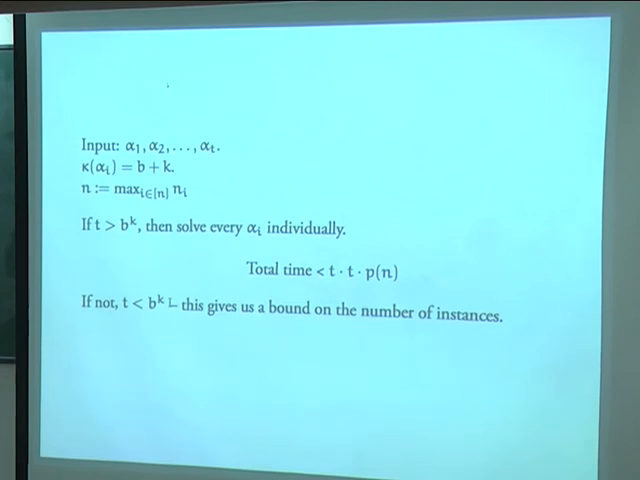So, let us assume that t is less than b to the k. Actually, we are going to assume t is equal to b to the k. Let us even assume that the number of instances, by adding some dummy no instances, I will make sure.